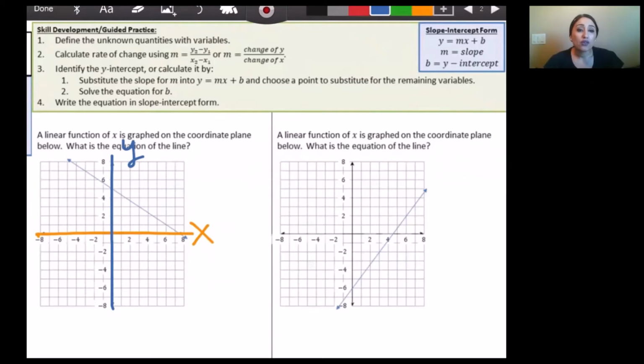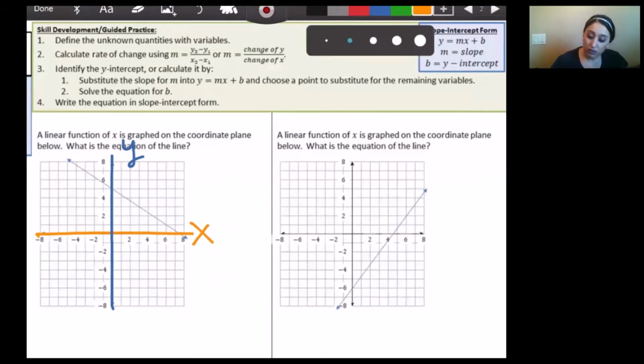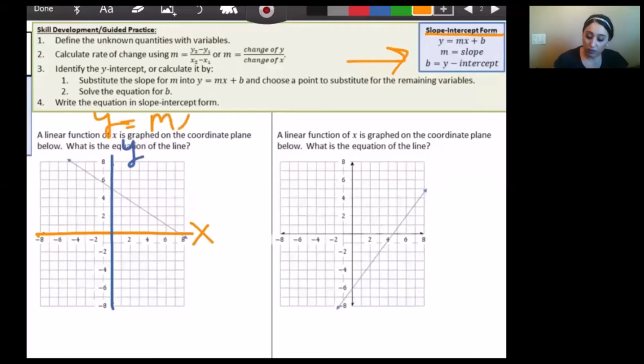So let's calculate the rate of change first. It says the linear function of x is graphed on the coordinate plane below. What is the equation of this line? So when it's asking for the equation, and notice up here, guys, we have our concept in a blue box. It's slope-intercept form. I need to put it back into y equals mx plus b.